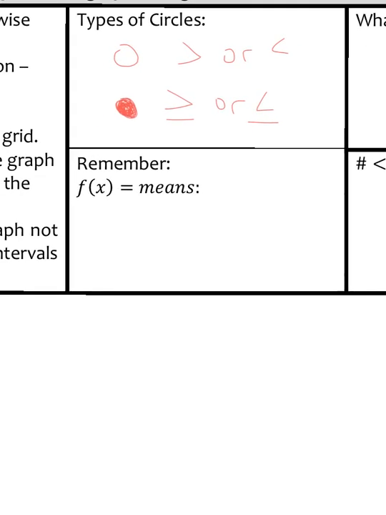Then we're going to have f of x. f of x is the same thing as y equals. So when we're graphing this, it's like we're putting it in slope-intercept form or graphing a side-to-side line. Move to the next part.